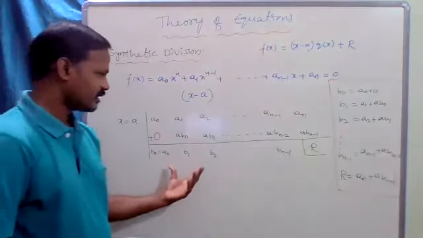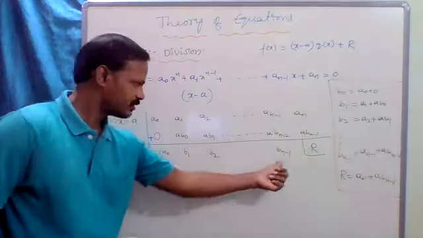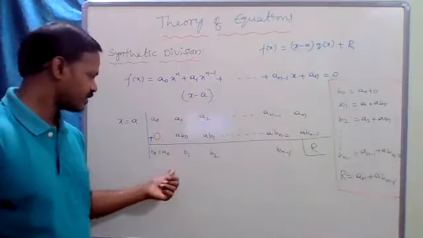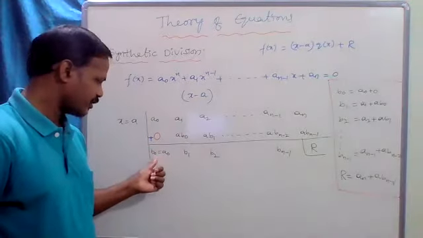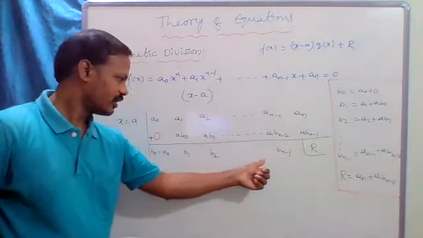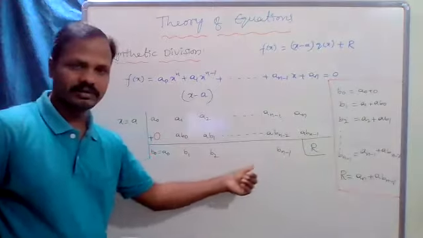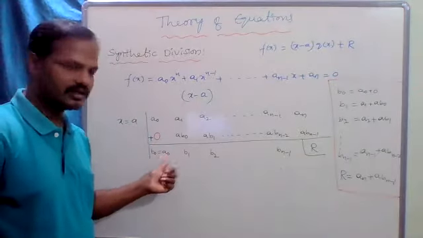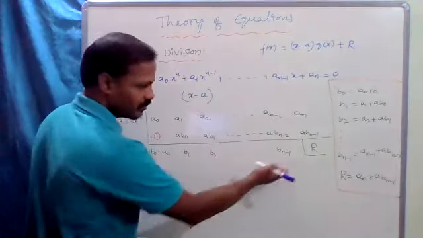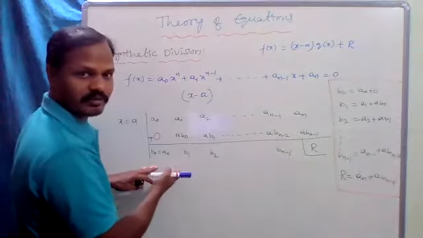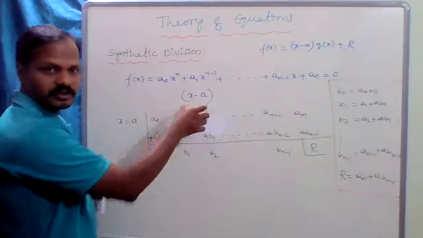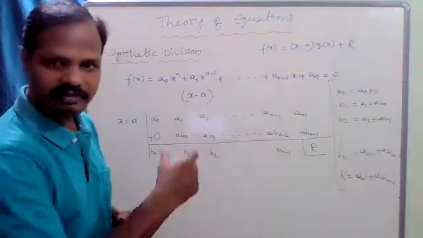Now if you observe this, how many terms are there? b0, b1, b2, up to b n minus 1. Yes or no? So these are n terms, because starting from b0, these are n. If you make a polynomial with these coefficients, you will get a polynomial of degree n minus 1, because you make division with x minus a. So 1 degree will be decreased.